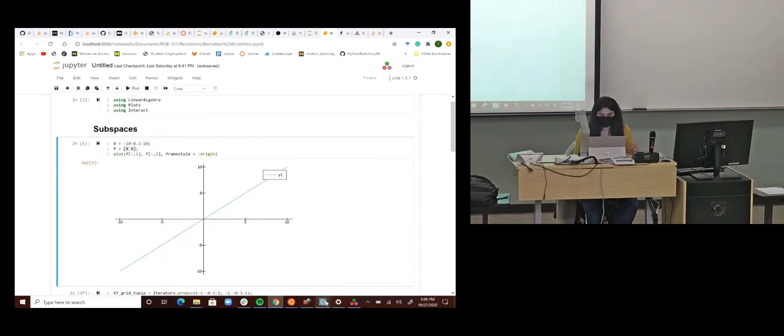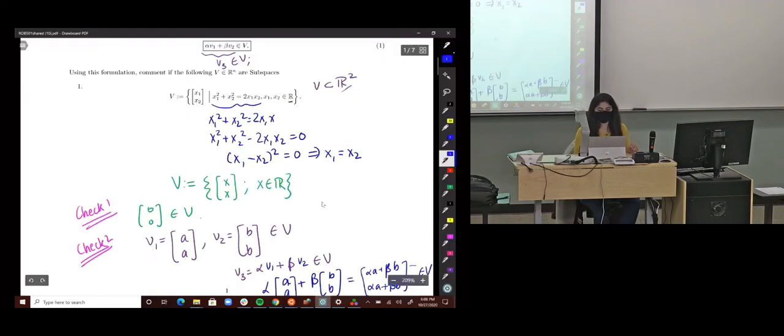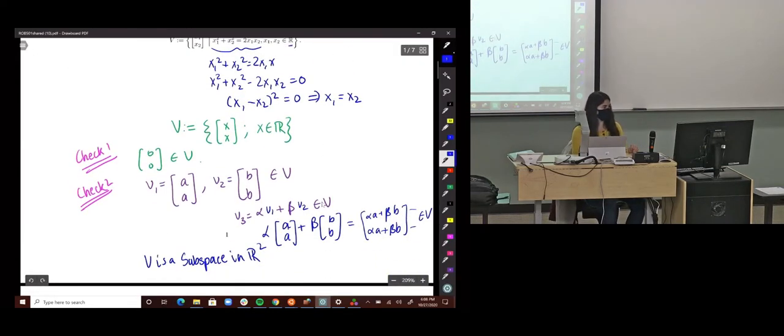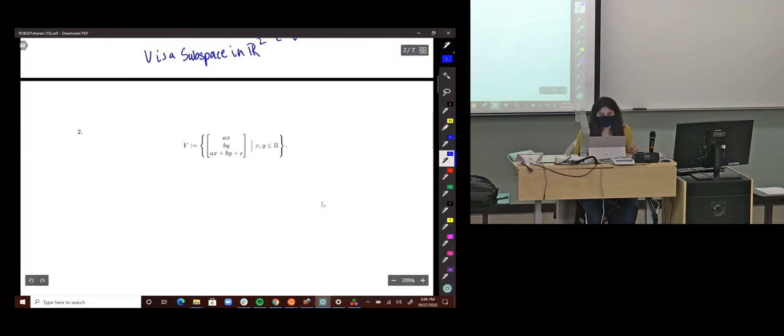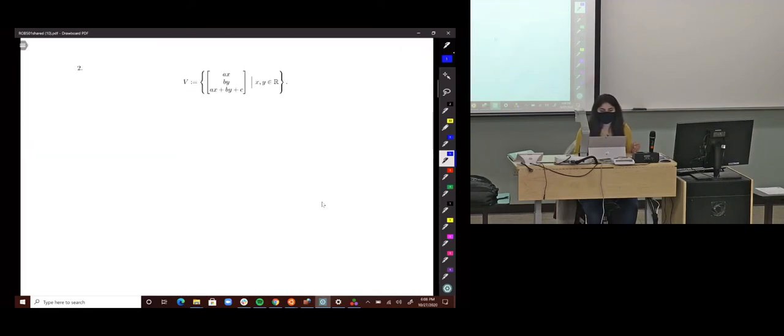If that's clear, we're going to move on to an example in 3D and try to visualize that. So what does that look like in R3?